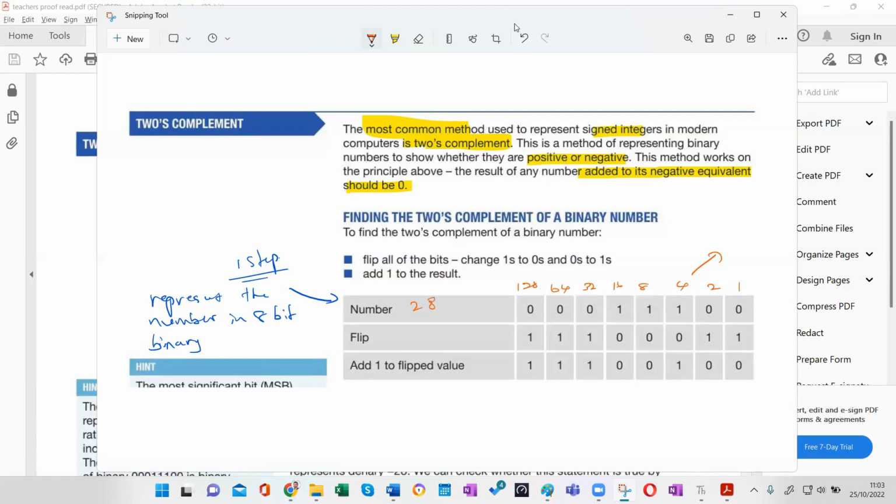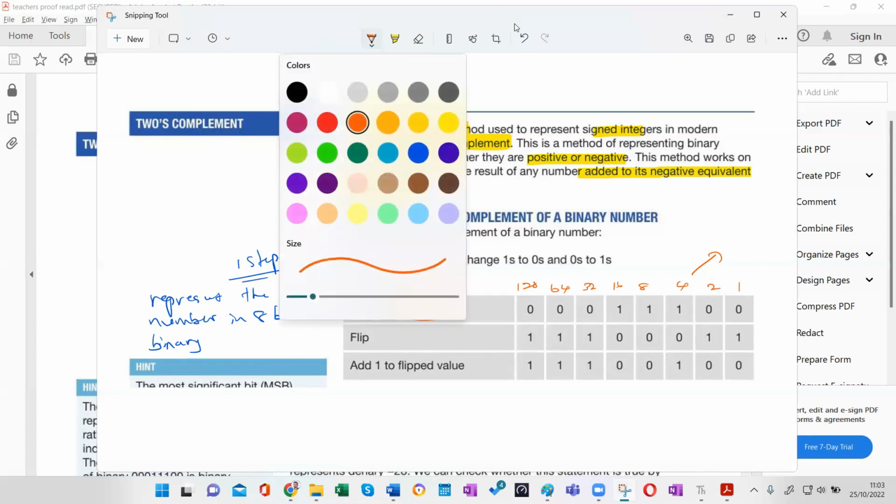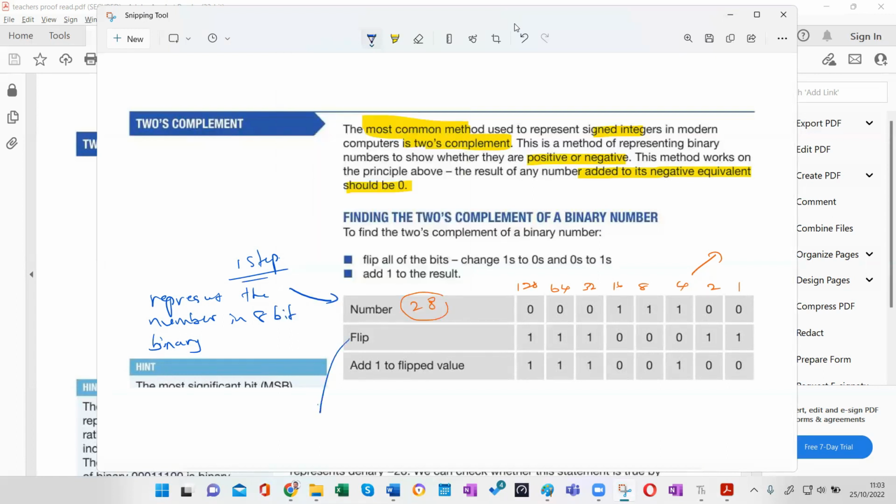So first you write the binary equivalent of 28 in 8 bits. Okay, what is step 2? Step 2 is flip or invert the bits, right? What does that mean? If it is 0, make it 1. If it is 1, make it 0. Simple. Right? 1 to 0, 0 to 1. Just flip the bits.